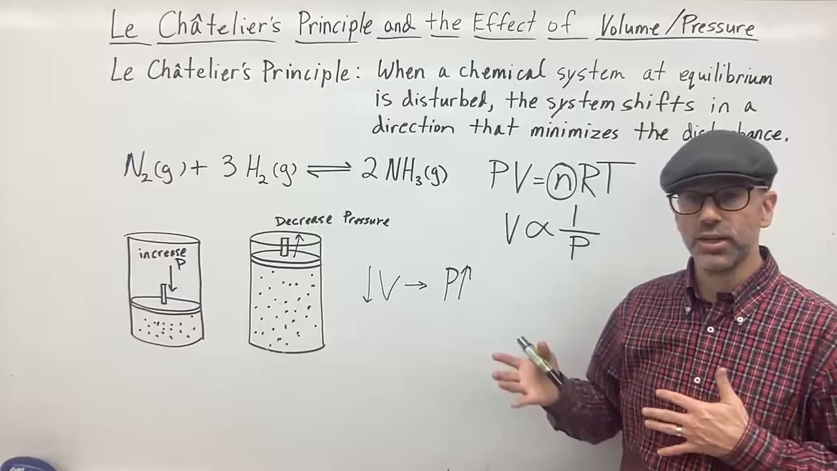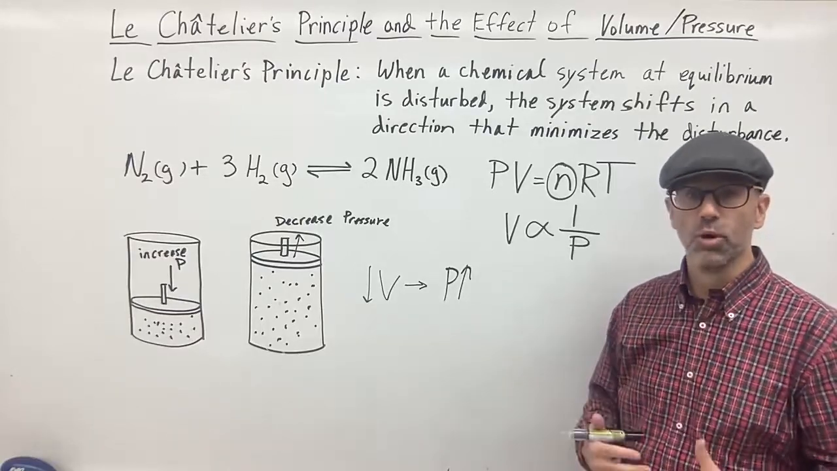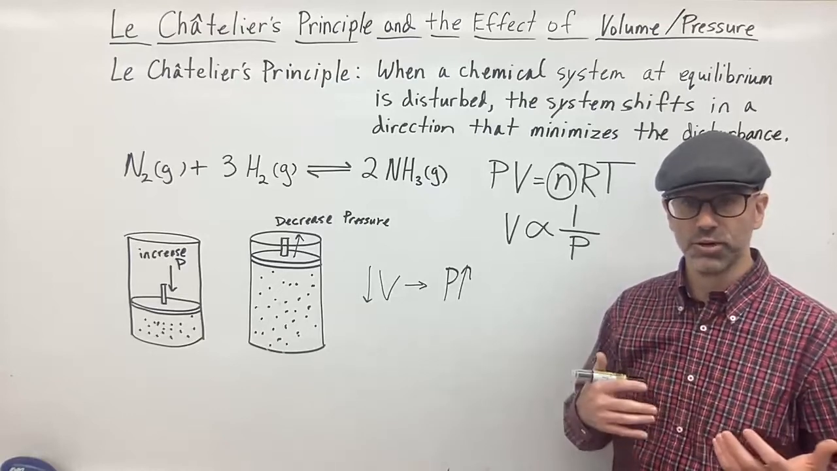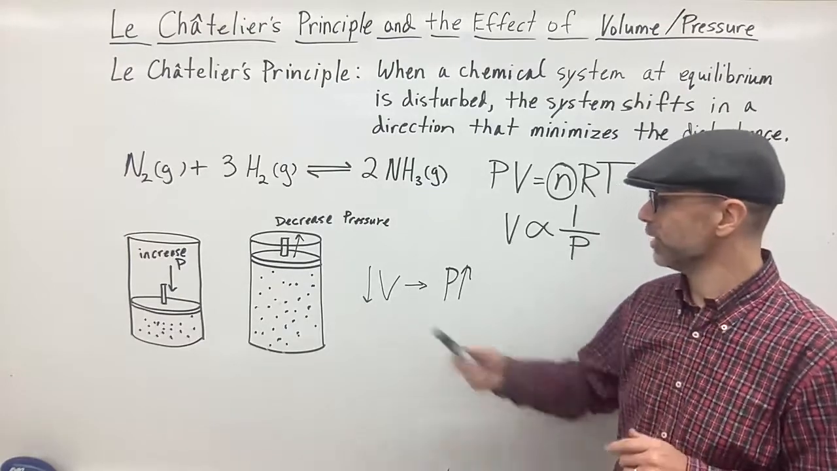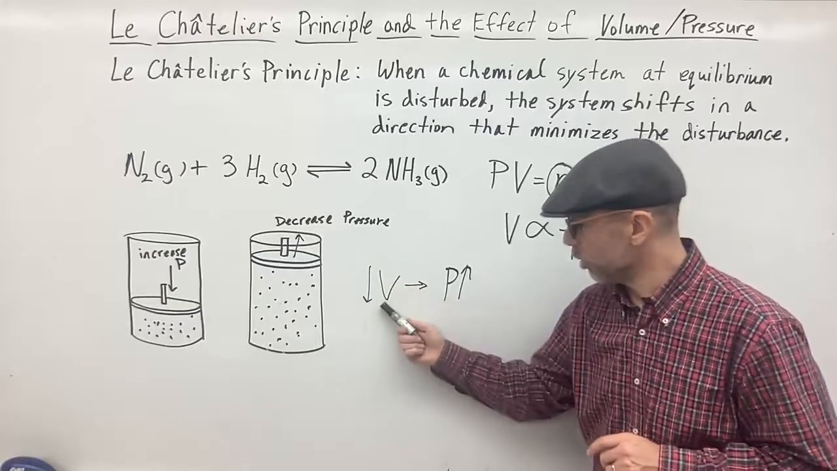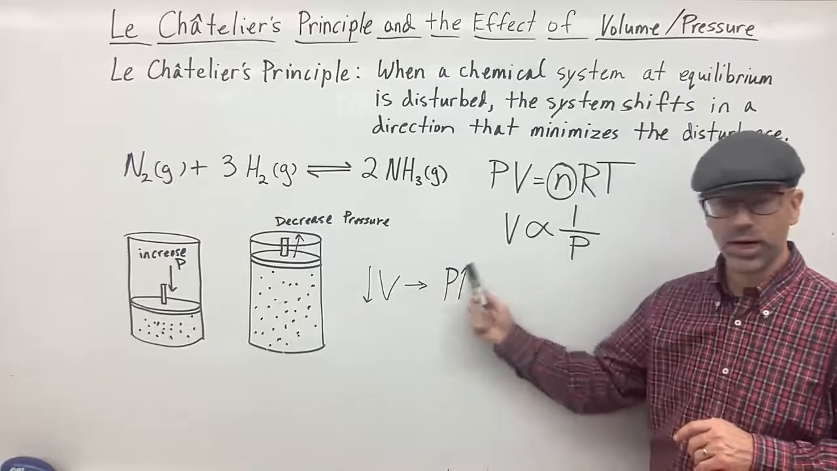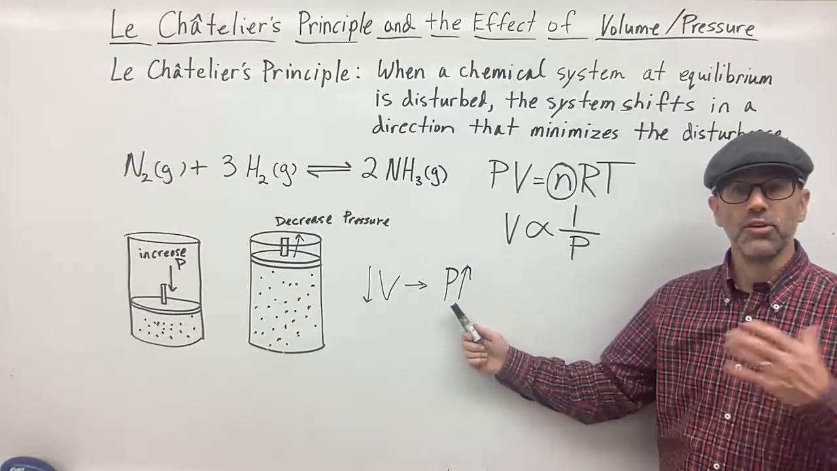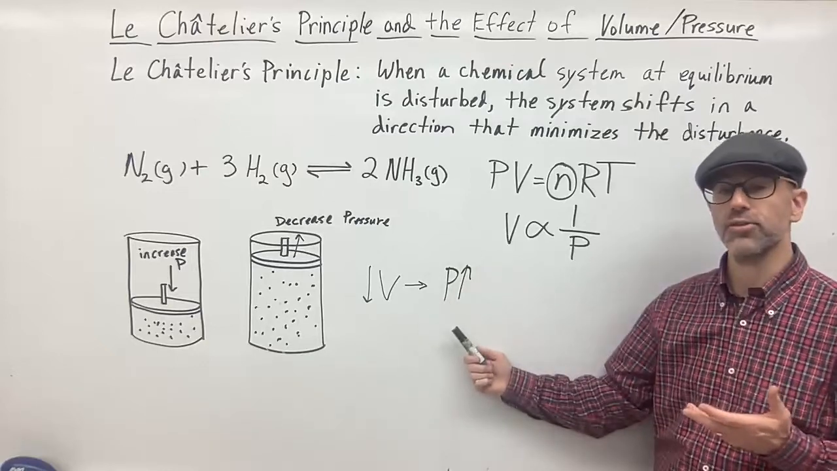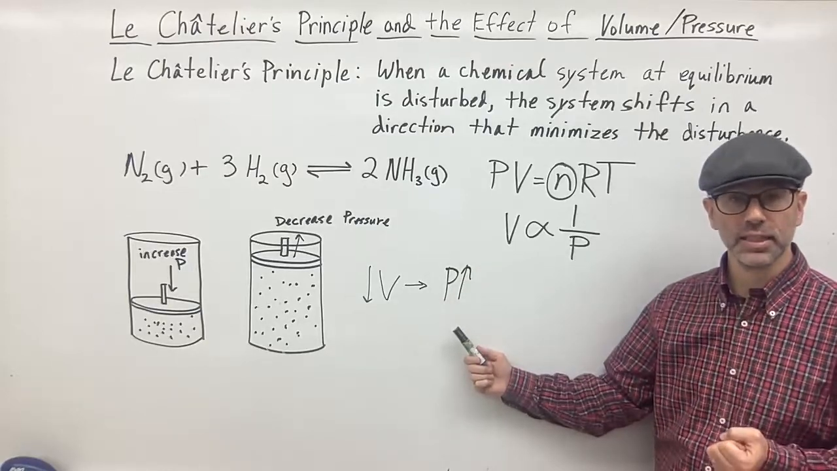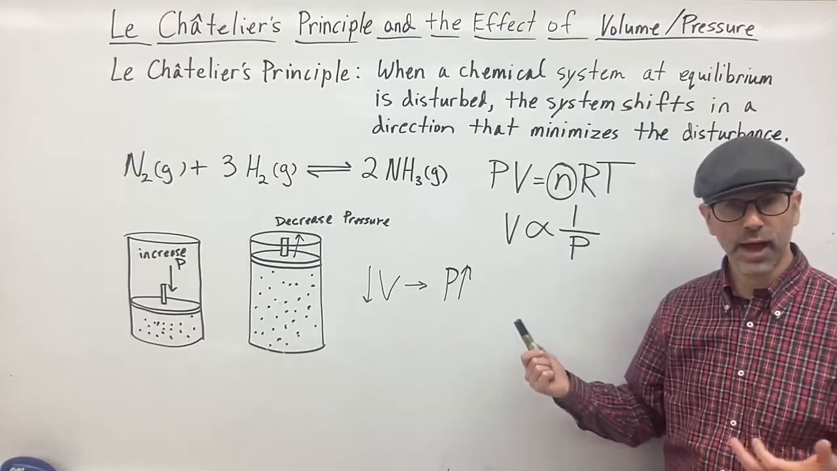So increasing or decreasing the number of particles will also increase and decrease the pressure. So if you decrease the volume of the container and thereby increase the pressure, the system can undo this increase by decreasing the number of particles. Well, how is the system going to do that?